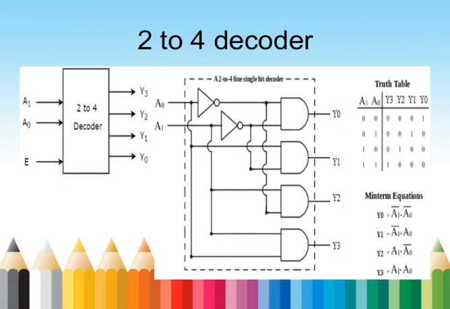Like the multiplexer, the decoder circuit also has several types, like 1 to 2 decoder, 2 to 4 decoder, 3 to 8 decoder, 4 to 16 decoder. Likewise, it has several types. And this decoder circuit has some applications.